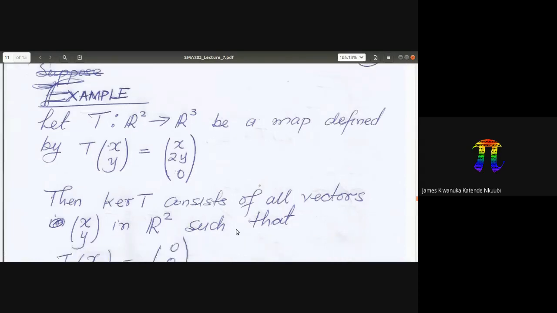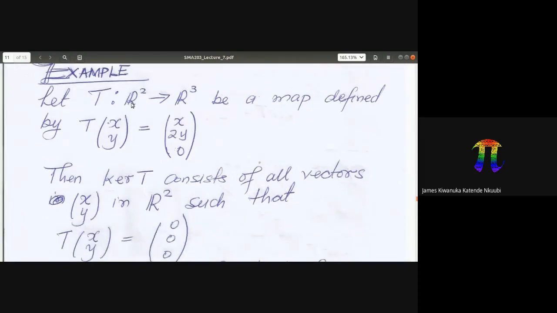But here is an example. Suppose we have a map from R2 to R3, where X, Y is mapped onto X, 2Y, and 0.